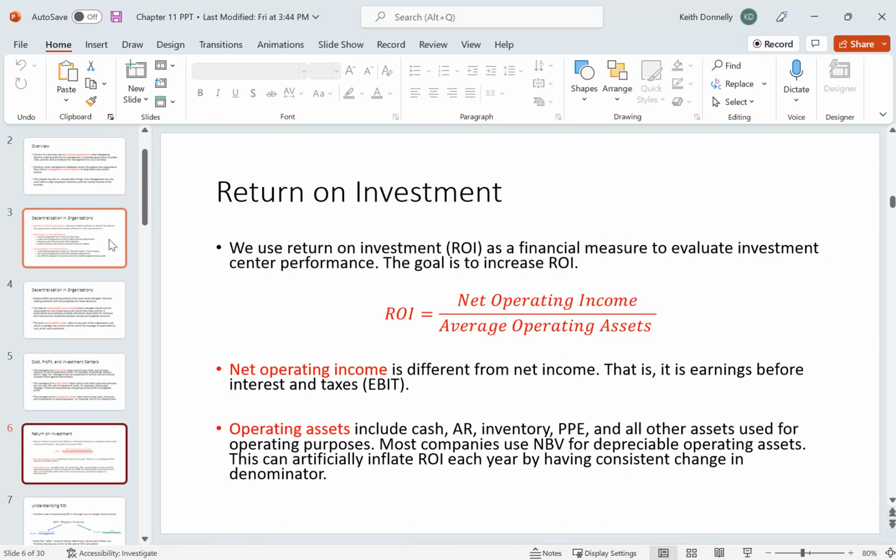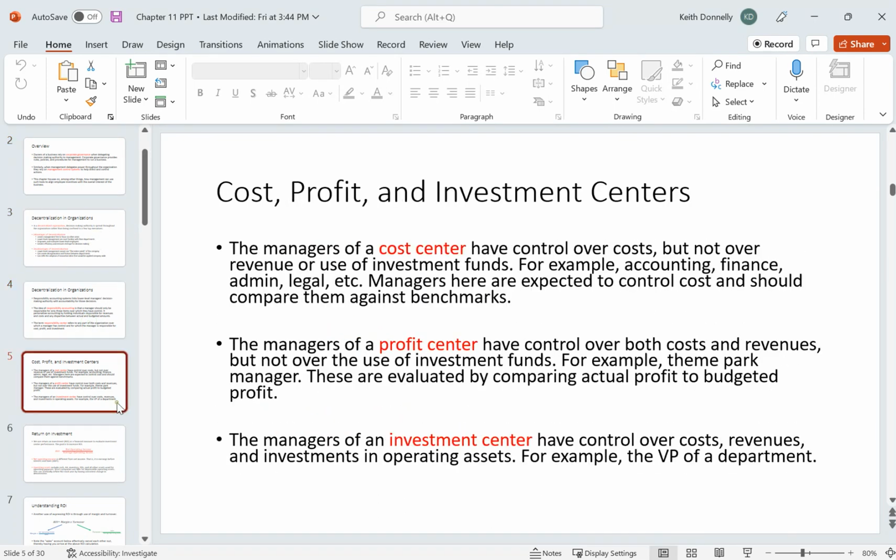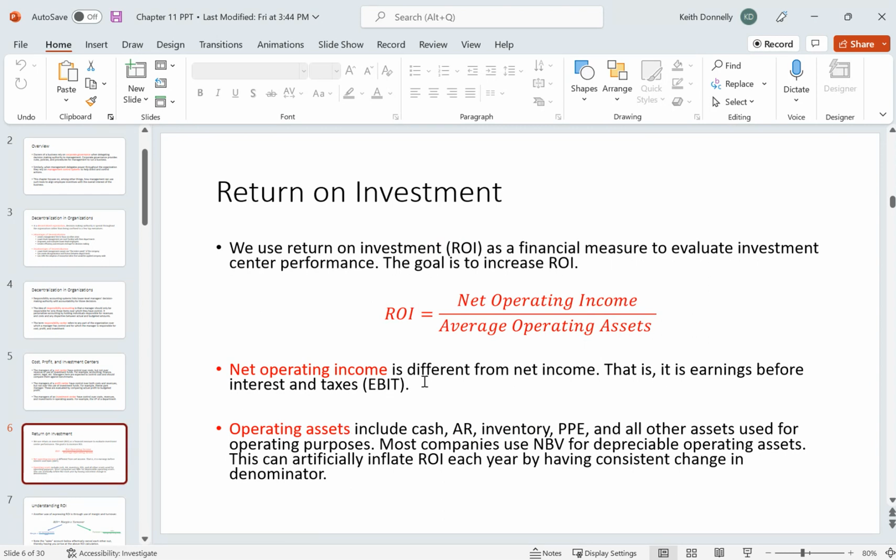Okay, so when we're evaluating a particular division or a manager, a division within the company, there are a few different performance measures that we can use. The first one is return on investment, or ROI, as a financial measure to evaluate investment center performance. So we have an investment center. If we go back, that would be this guy right here. If we're trying to evaluate how that investment center does, we could use ROI.